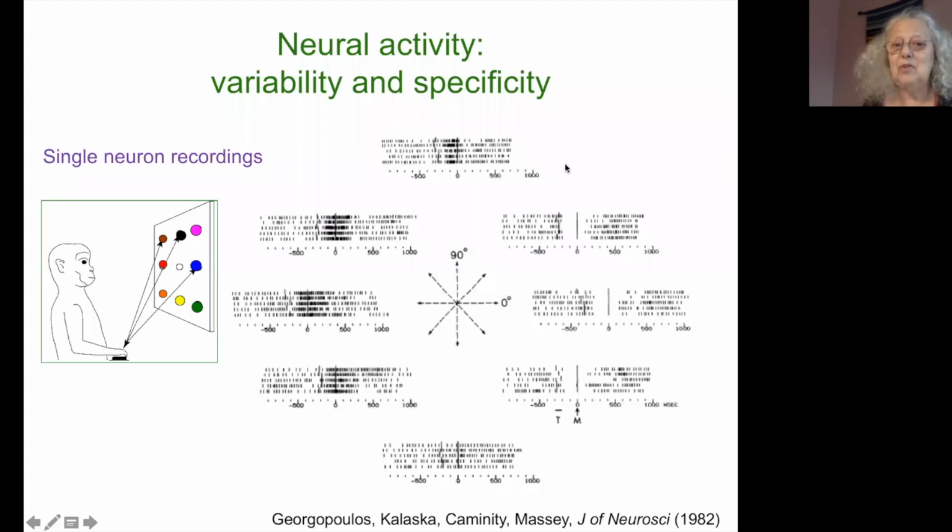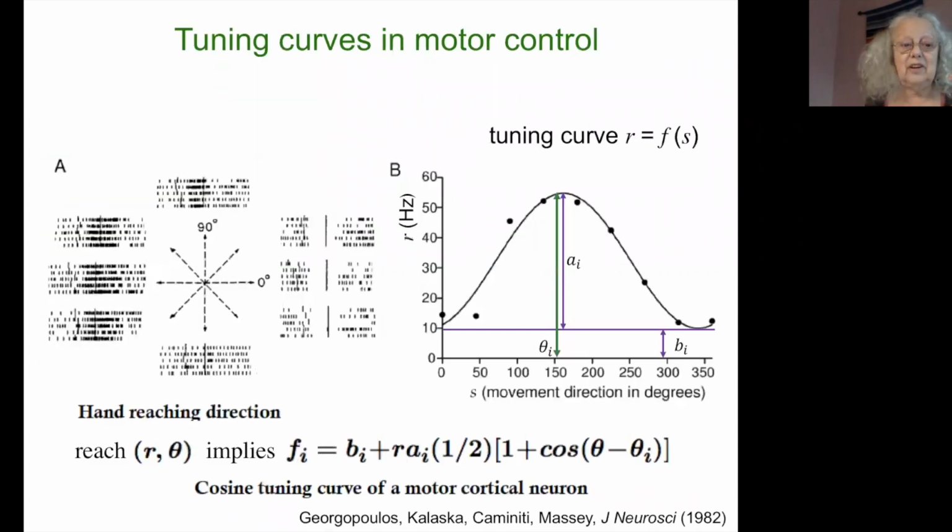So if you look from raster to raster to raster, every trial is different. However, there is also a lot of specificity. Clearly, trials in which the target is to the left of the subject cause an increase in the firing rate of this particular neuron. Trials that go to the right cause a decrease, a suppression of firing rate. So there is a modulation of the firing activity of this particular neuron in primary motor cortex, in M1, with the direction of the reach, with the direction of the target.